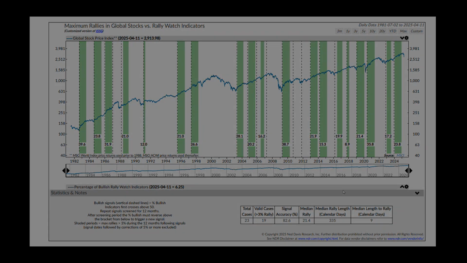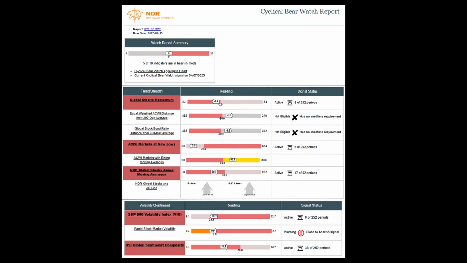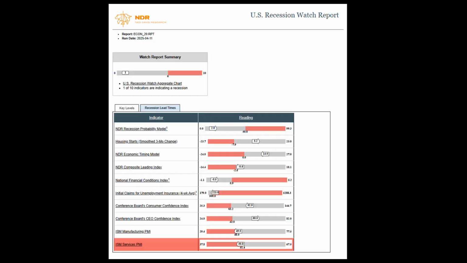The inverse of our Rally Watch is our cyclical bear watch report. So this was developed entirely separately, but uses a similar combination of trend and sentiment indicators. This time there's only 10 included, and we find that the market has been down roughly 20% when more than 4 out of the 10 indicators have reached their key levels, thus warning us of the start of a cyclical bear market. We've also applied this Rally Watch, Bear Watch concept to other markets as well, such as Europe, Japan, China, and others. But we can also transfer this approach onto the economy too.